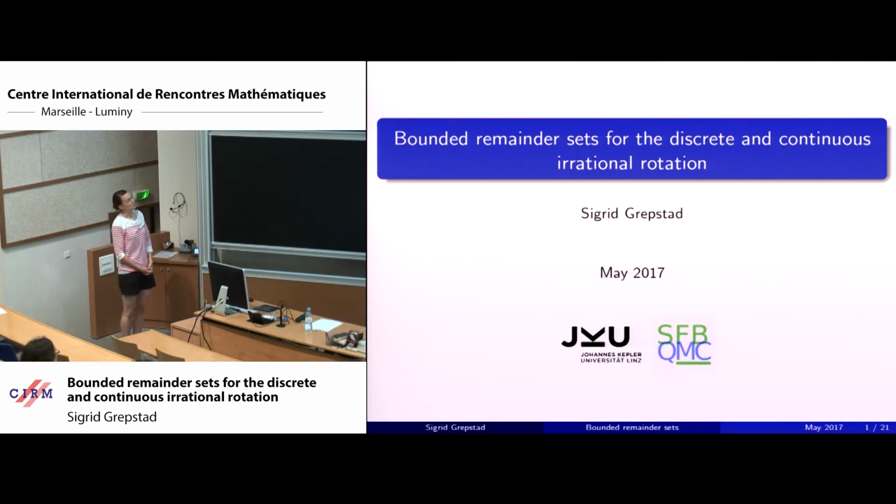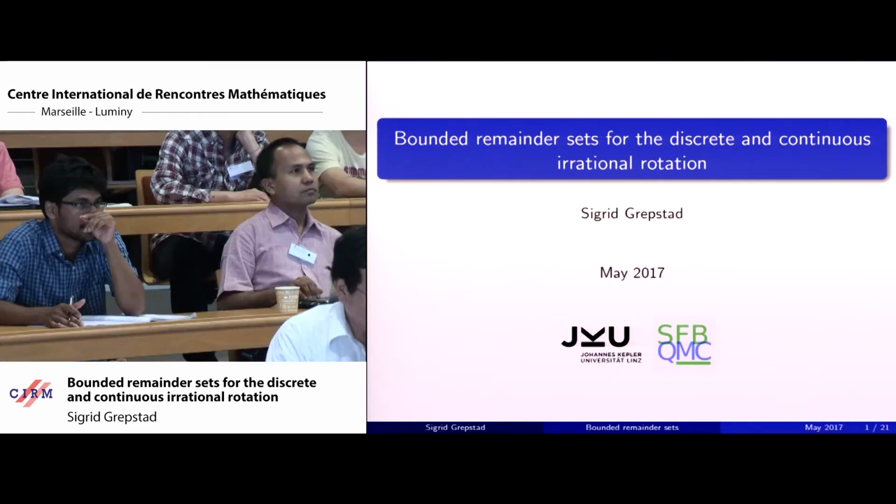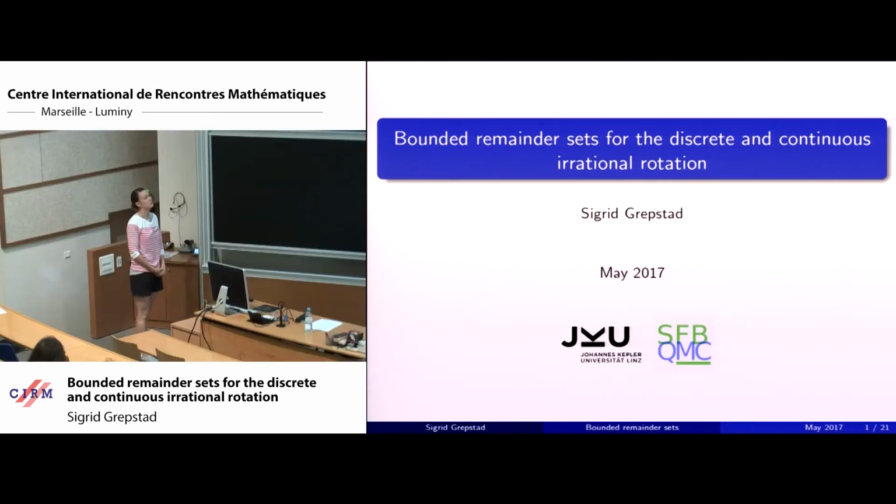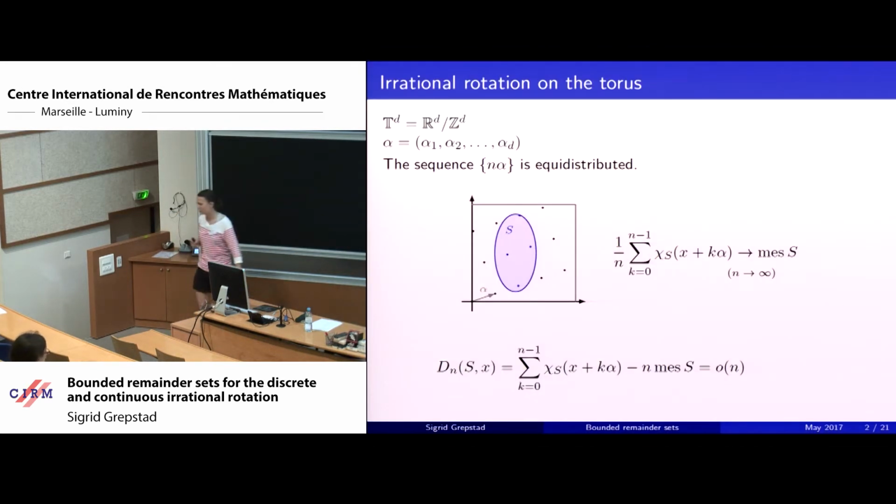So I will be talking about bounded remainder sets for the discrete and continuous irrational rotation. This is partly joint work with Nir Lev from Bar-Ilan University, and partly joint with Gerhard Larcher, who is also in Linz. So that's more recent, this continuous irrational rotation. But I will start with the discrete irrational rotation. So let me just begin by introducing some notation.